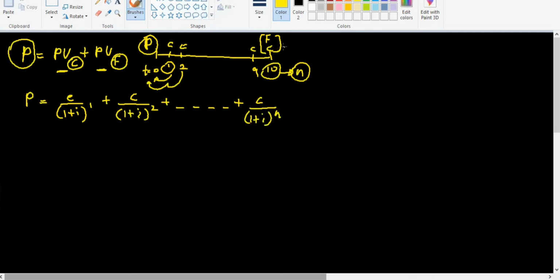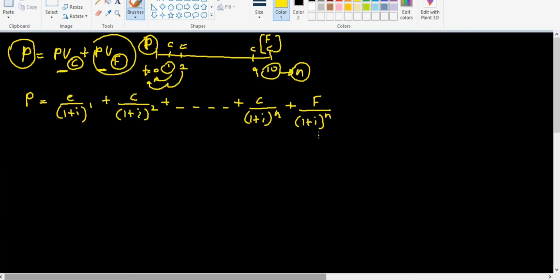And we cannot omit this part. This part has to be incorporated, so I will write this also. The redemption value, the face value, also has to be discounted to the beginning point. For n periods, you have to discount it n times. So this is the basic formula.